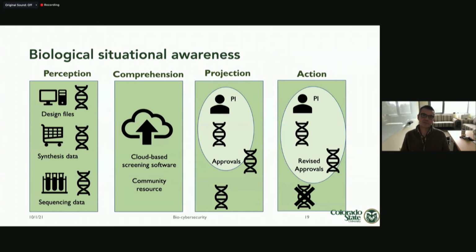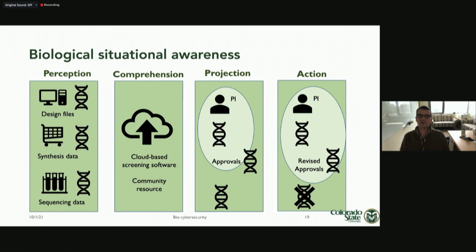The signals that we could get are more than just synthetic gene orders. It's just one signal. The design files that are on our computers are another signal, our oligo orders, or even the DNA sequences that are produced by our DNA sequencers are other signals. The comprehension is really about the bioinformatics analysis of those signals to produce some information that is understandable by a human operator without a PhD in bioinformatics. I think that the projection now consists in connecting the results with people associated with these signals.